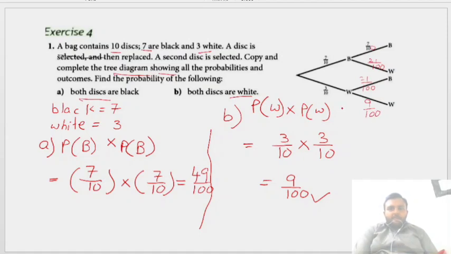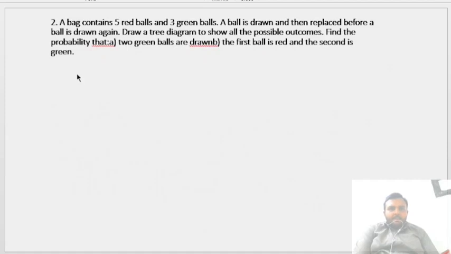Now let's move toward the next question, the second question of that exercise. A bag contains 5 red balls and 3 green balls. This question is just like the previous question, very easy. A ball is drawn and then replaced before a ball is drawn again. You must know about replacement; I will explain in a separate lecture what replacement and without replacement are. During the solution I will explain this again to you.